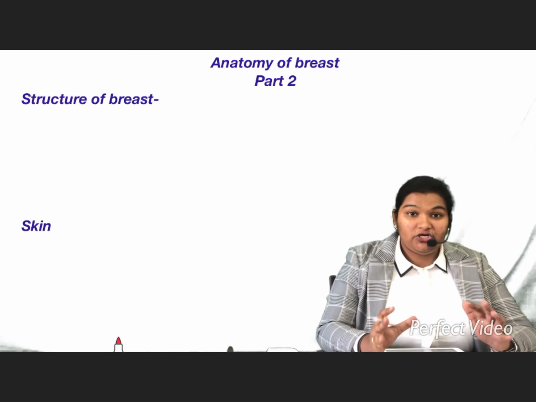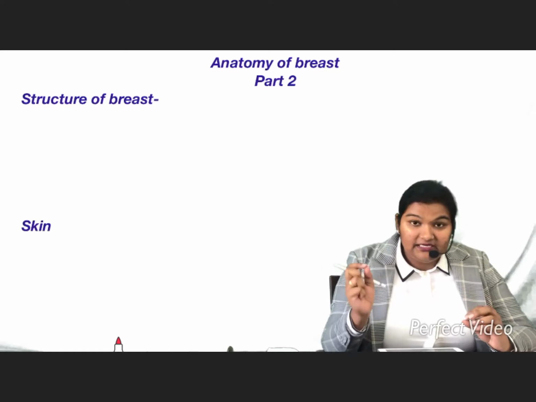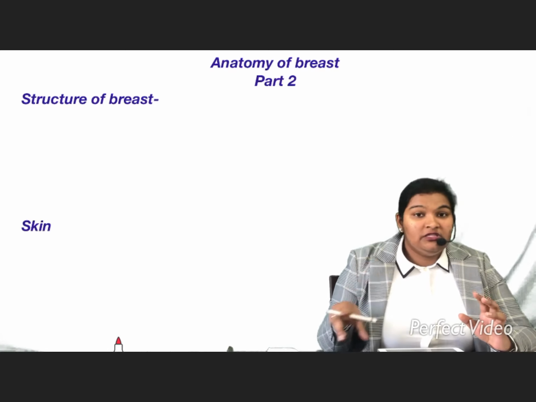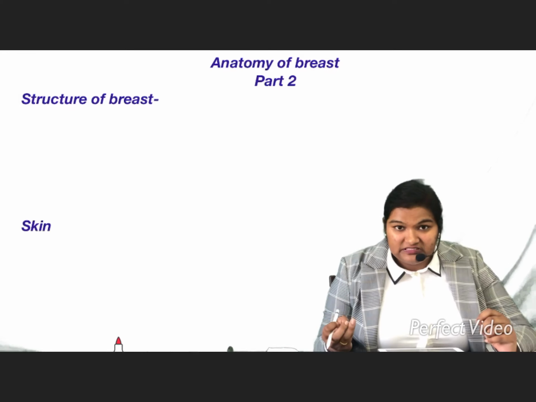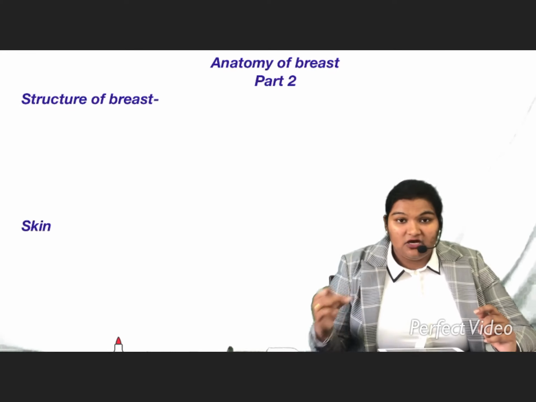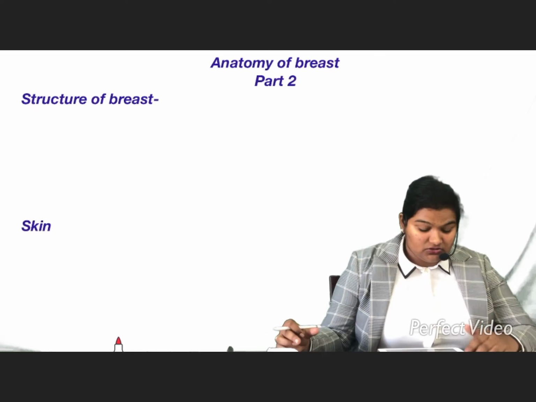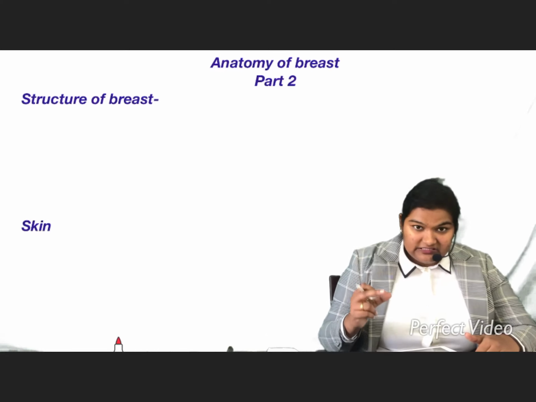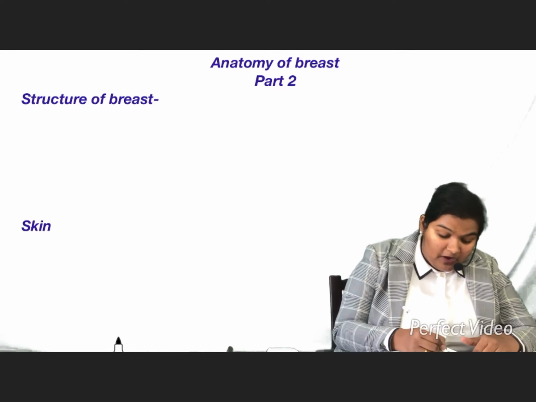Start with the topic. Now let us start with part 2 of the topic, anatomy of the breast. In this part 2, I am going to cover the structure of the breast, the blood supply, and the nerve supply of the breast. Now let us start with the structure. The structure of the breast is divided into 3 parts.